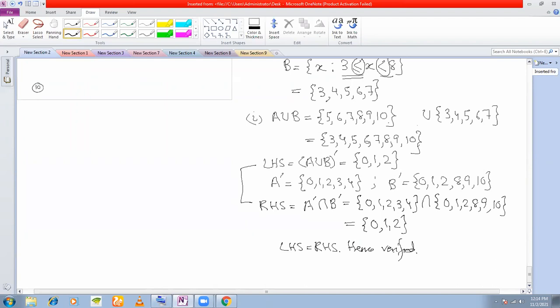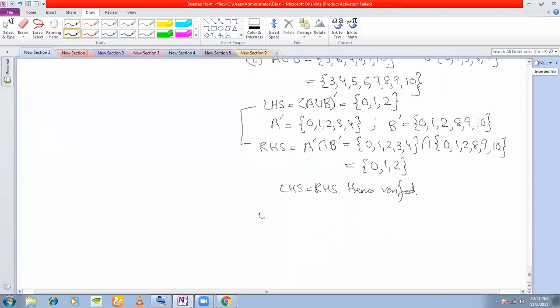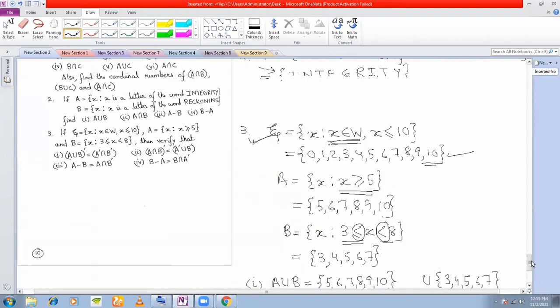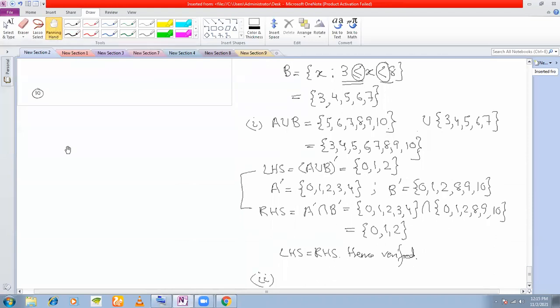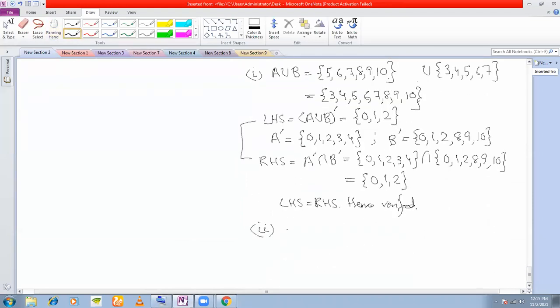Okay, so that finishes the first question. We now move on to the second question. In the second question, you have to verify that A intersection B complement is equal to A complement union B complement. So first, let us find out A intersection B. A intersection B is the intersection of these two sets.